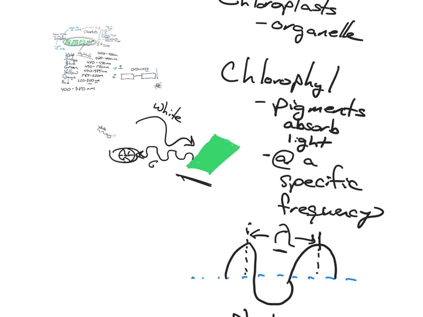So in any case, in this case, what we see here is it's the green that gets bounced back to your eye. You're right, that's the one color among all the other colors. All are absorbed by this pigment except for green.